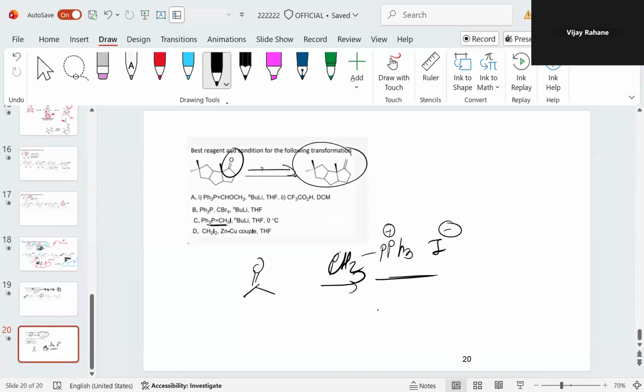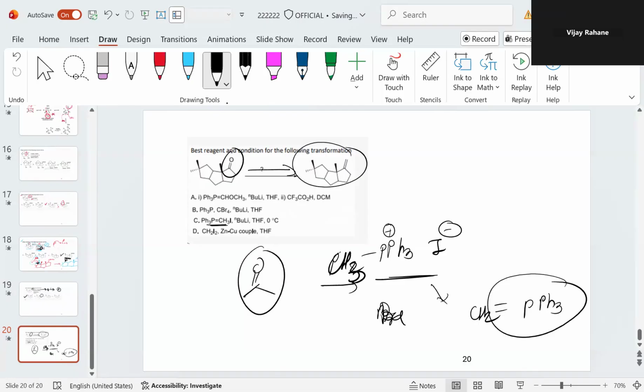So butyl lithium is used as the base to abstract these CH3 protons. It will form the intermediate CH2 double bond PPh3, and this Wittig salt is used on this ketone. So it leads to the formation of this CH2 product. So option C here seems most relevant.